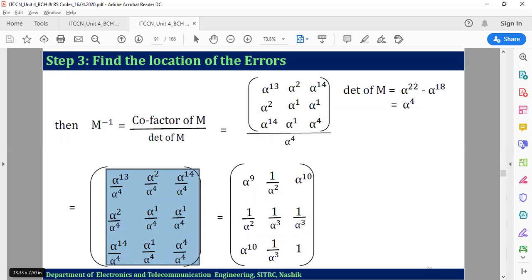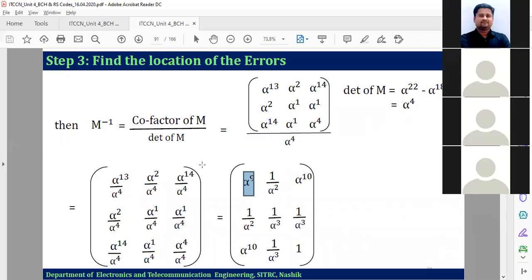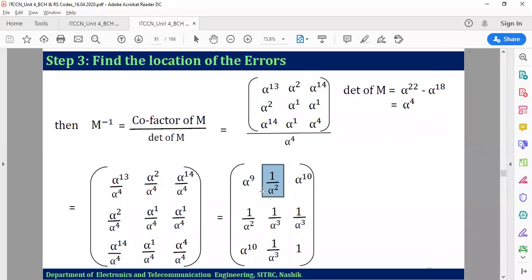So what is m inverse? Alpha 13 by alpha 4 is alpha 9. Then alpha 2 by alpha 4, it will be 1 by alpha square. Keep this as it is, 1 by alpha square. I will tell you how to take this alpha square in the numerator. Then alpha 14 by alpha 4, that is alpha 10. Alpha 2 by alpha 4, it is 1 by alpha square. This is 1 by alpha cube. This is 1 by alpha cube. Alpha 10, 1 by alpha cube. This is 1.